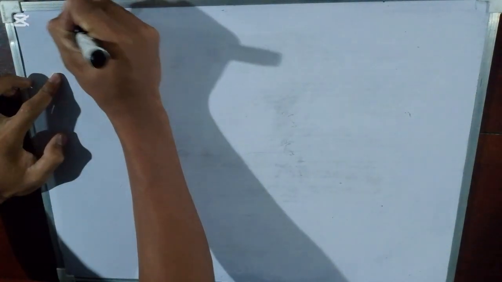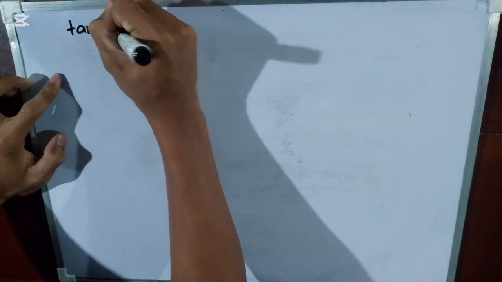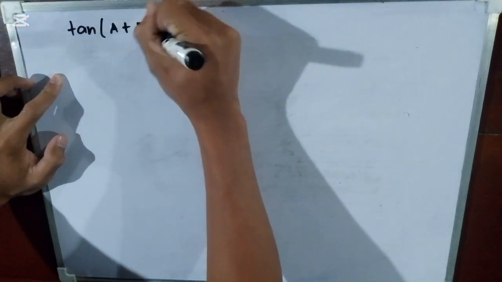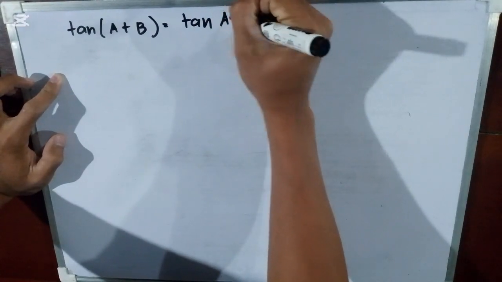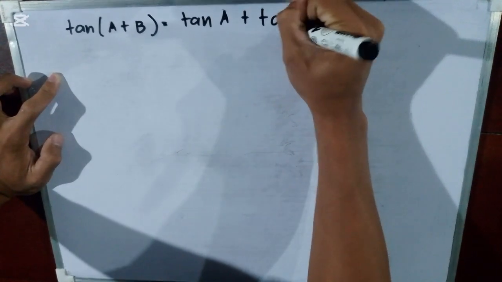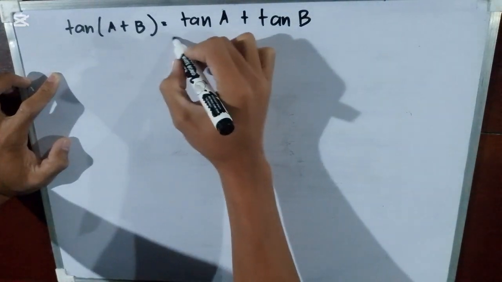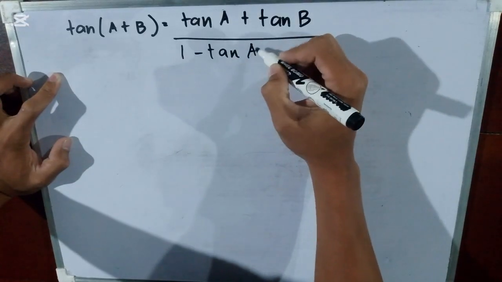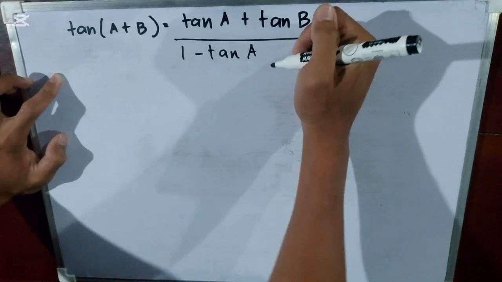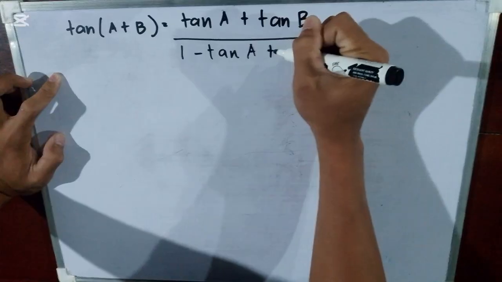Now let's proceed to the sum and difference using the tangent function. The formula of the sum identity using the tangent function is tan (A plus B) equals tan A plus tan B over 1 minus tan A and tan B.